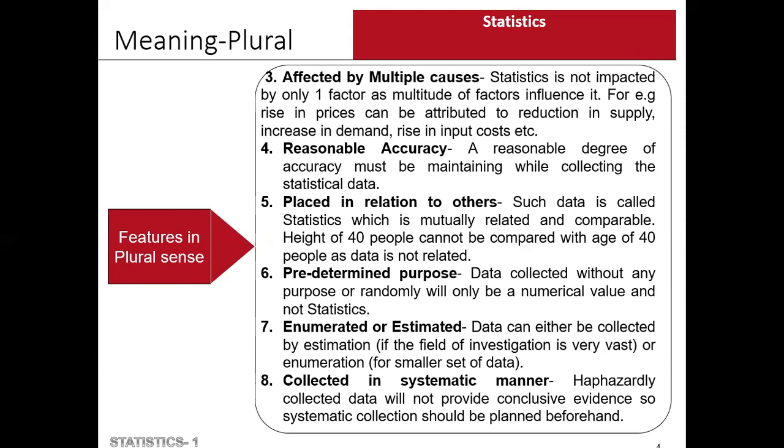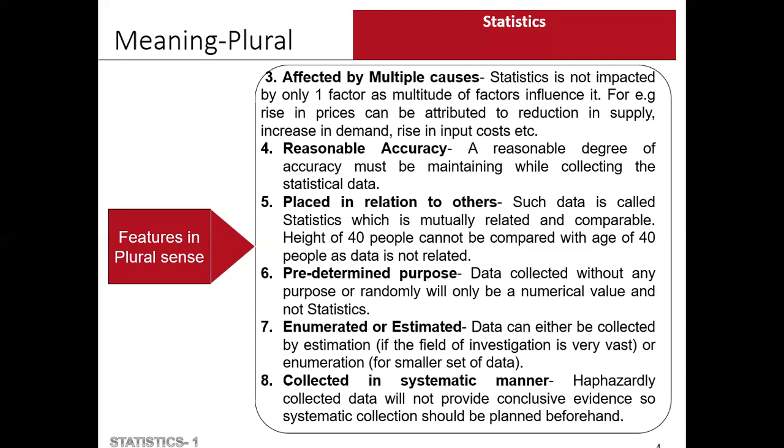And the fifth one is placed in relation to each other. That means the data we collect in statistics are mutually related to each other. For example, the height of 40 people cannot be compared with the age of 40 people as the data is not related. Height is one particular factor, whereas age is another factor. When you're placing a relationship between them, there should be a definite relationship. For example, the price of a commodity in relation to the demand for a particular product. So both are interrelated.